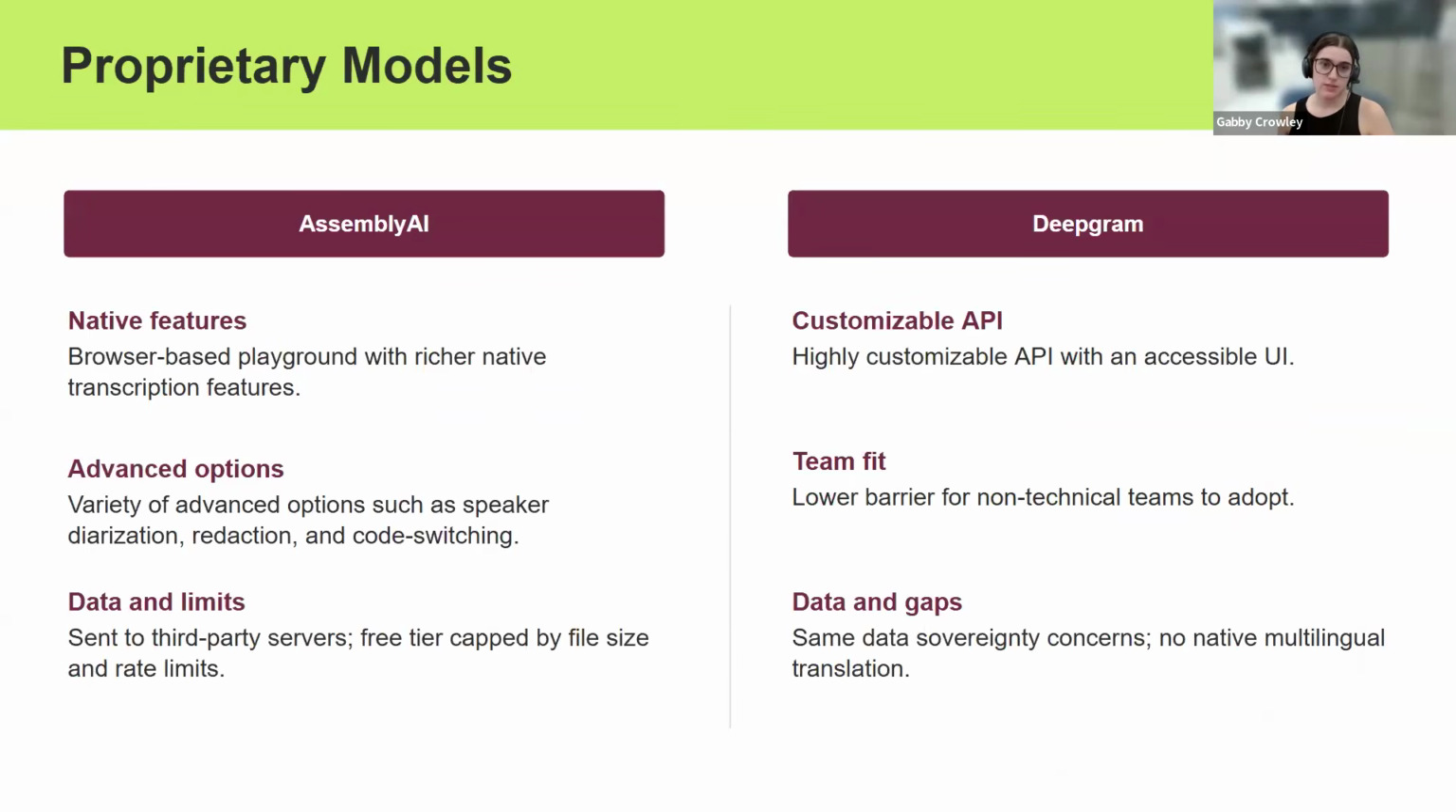So the 2 proprietary models that we tried were Assembly AI and DeepGram, but again, only using those free versions. Some of the advantages and disadvantages of each of these models is laid out here on the slides. One advantage to the proprietary models like these is that they do offer a sort of browser-based playground out of the box, which is really beneficial for anyone, but especially for teams who may have limited technical infrastructure, resources, or expertise or capacity in this area.